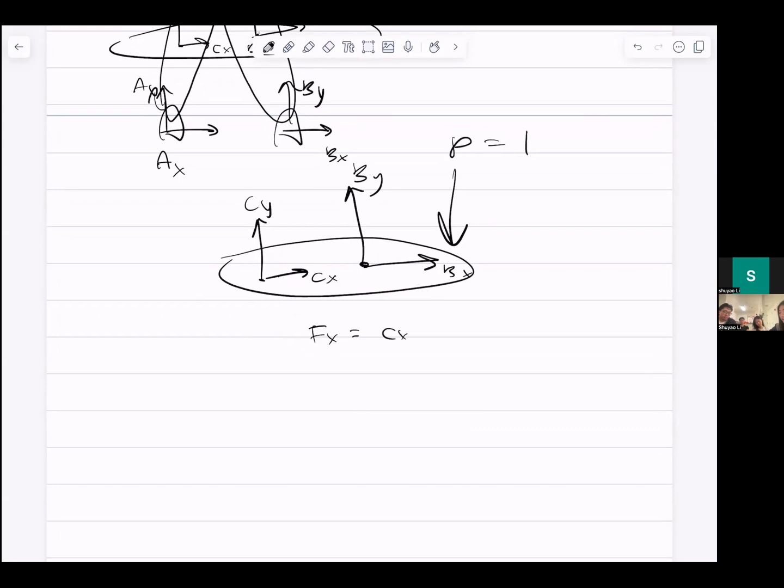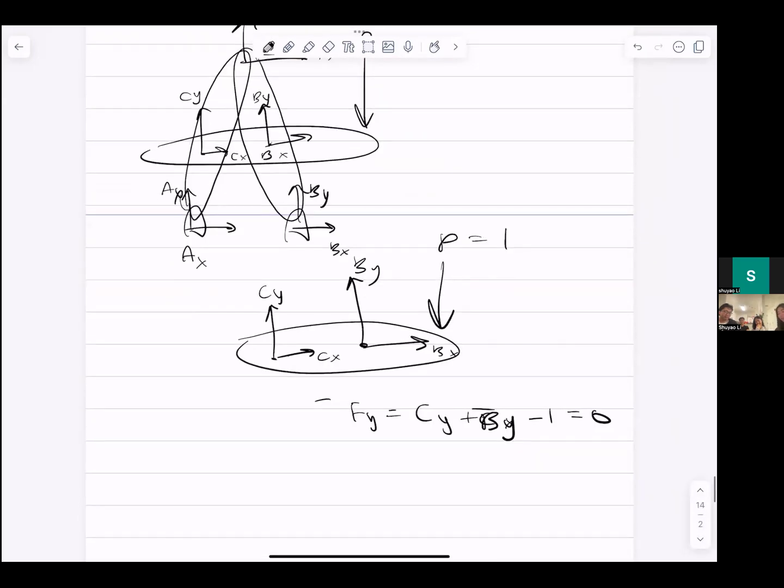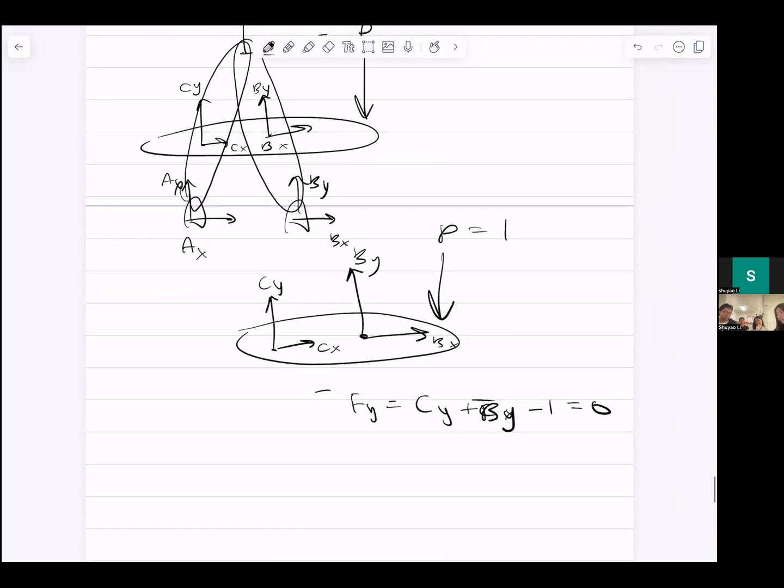Just sum all your forces up, equals 0. Then you could find CX, and then you would be able to find CY. And now that we have that information, we know the direction of BY.